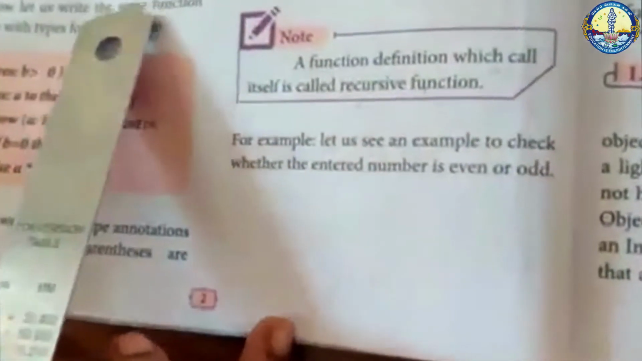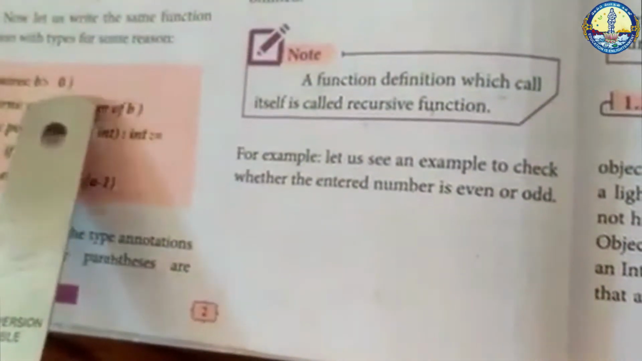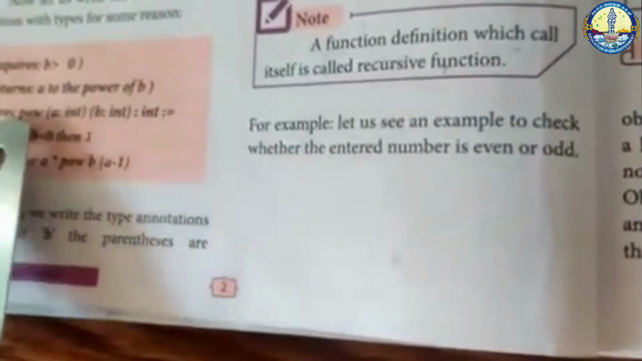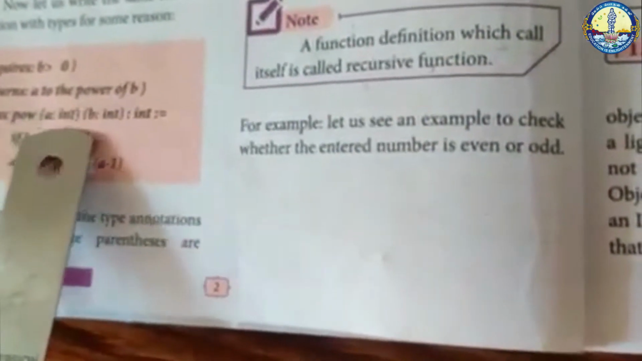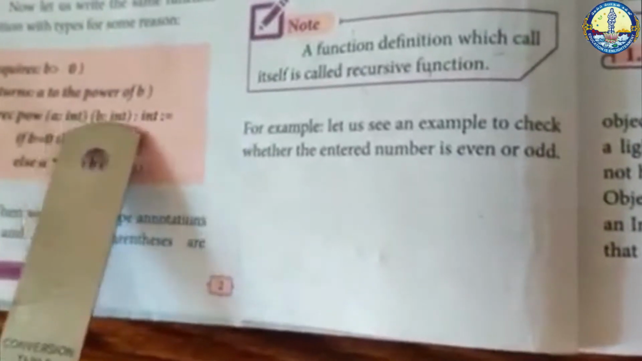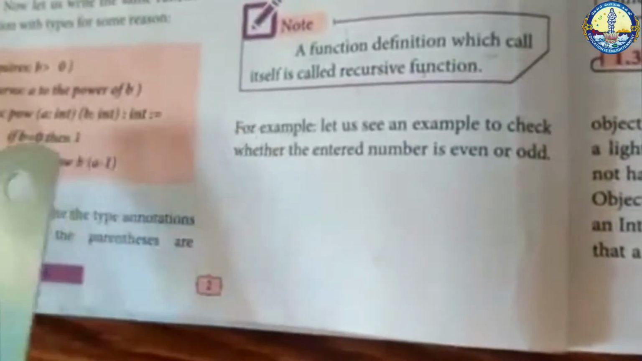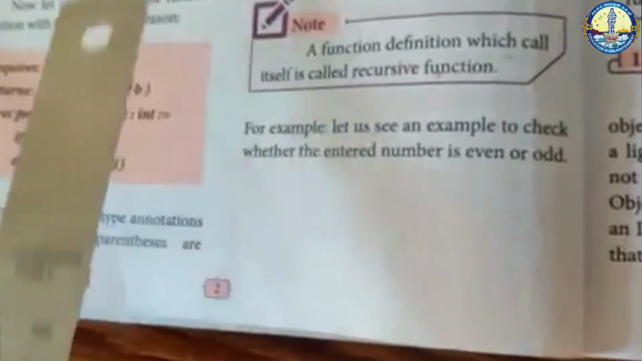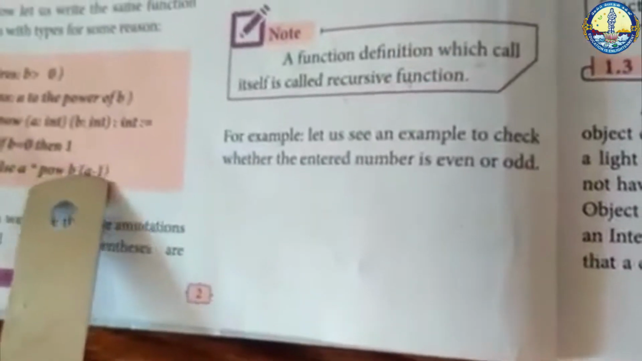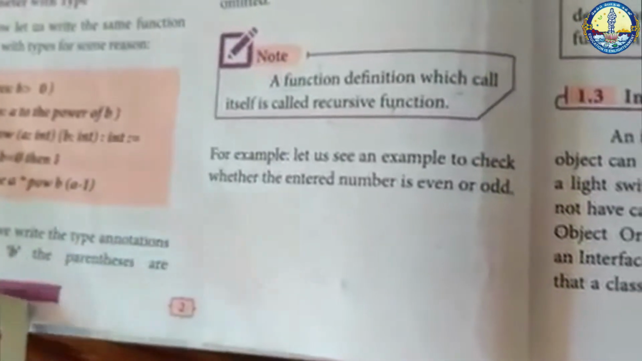Parameter with type. Let us program a recursive function, b greater than or equal to 0, that returns a to the power of b. Let keyword, recursive function power, slightly different: integer will occur. A integer, B integer, integer equal to, if B equal to 0 then 1, similar to the parameter without type, else A star power B into A minus 1.